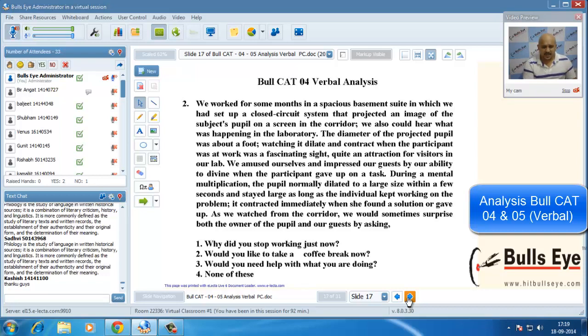So effectively what he is implying, Kashish, in this particular case is that philology is not particularly about the structure of language. It is about what? It is about all possible contexts of the language which have made a previous appearance. So that can be literary criticism, history, linguistics, the overall development, and checking whether that is factually correct or not. So it's got that kind of a relationship.